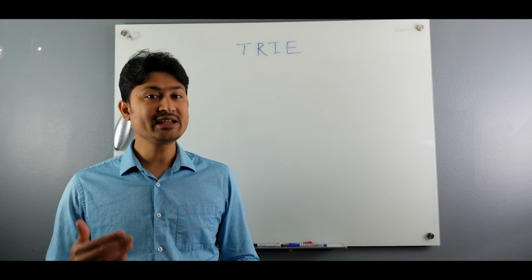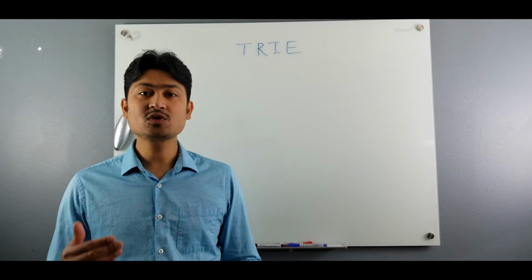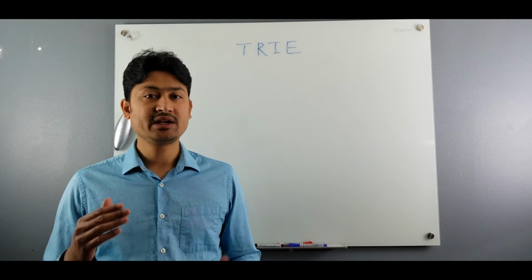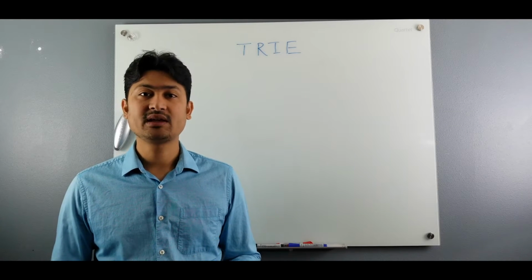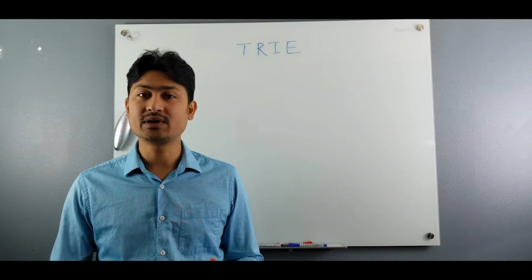In today's class we will be talking about what is a trie and what are the use cases of it. So trie is a tree-like data structure which is also called a prefix tree. It is basically used to store and access data efficiently. Let's understand this with an example.